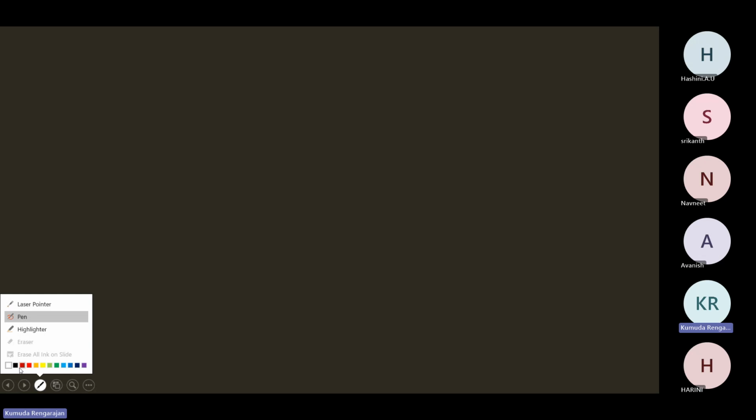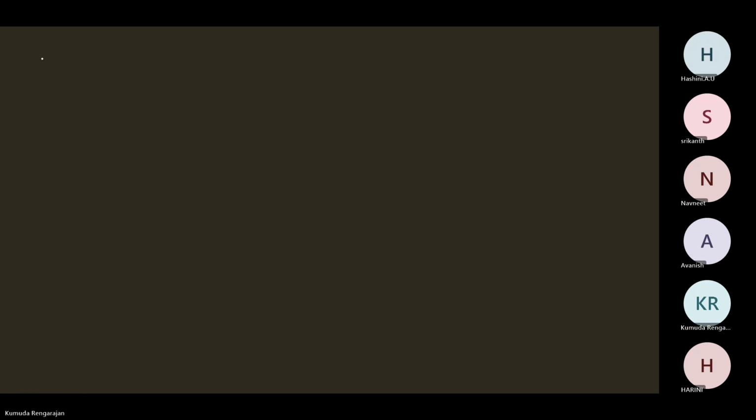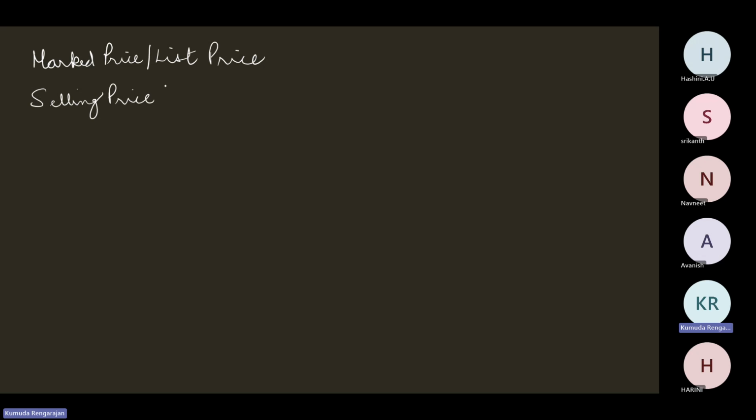So today we are going to see all about marked price, selling price, list price, discount, sales tax, also called VAT. Let me just write the keywords. Marked price, list price. I'll tell you the difference between marked price and list price. Selling price, also called sale price.